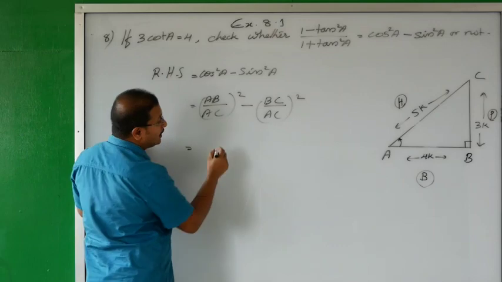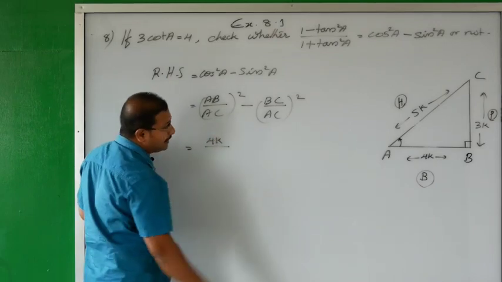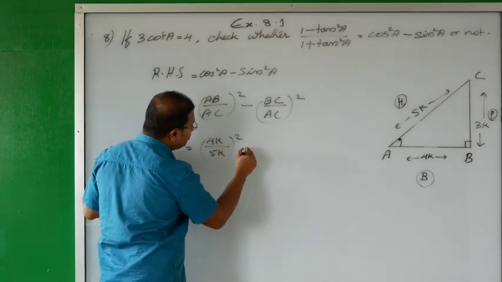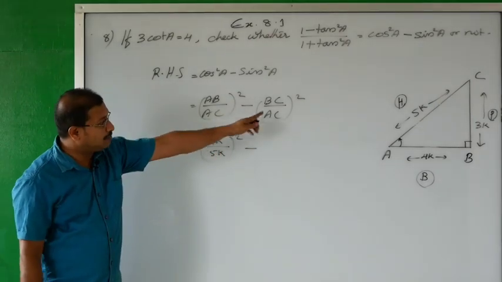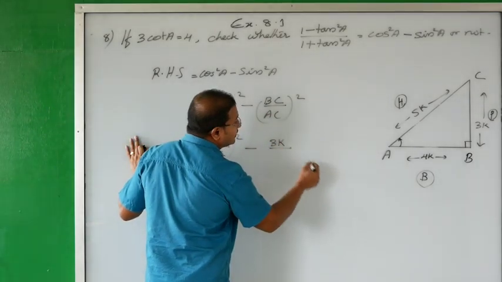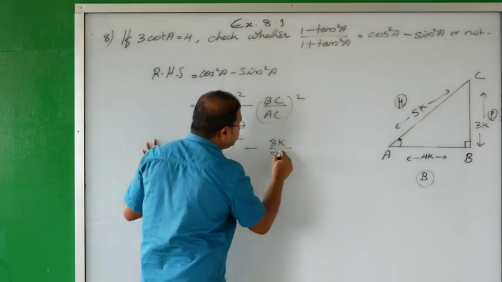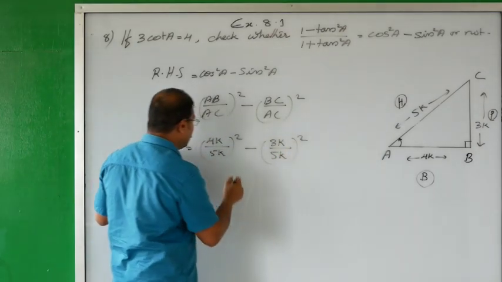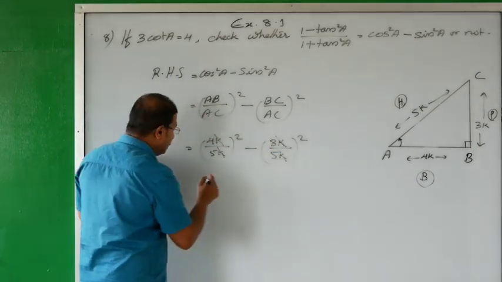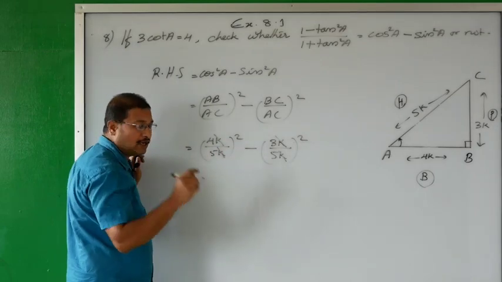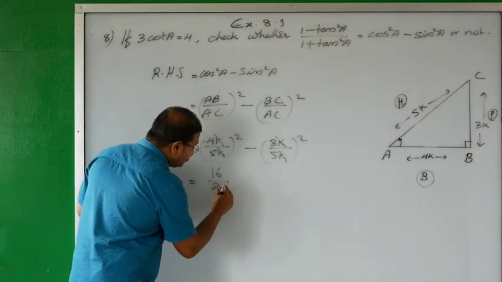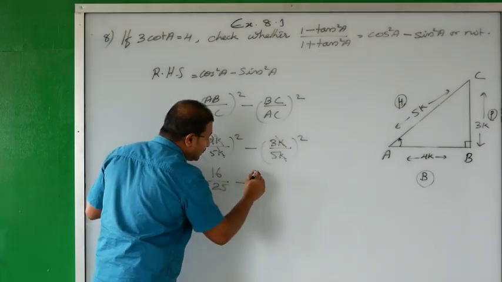Equals the value of AB. What is that? Yeah, 4K divided by AC, 5K, the whole square, minus next, BC. The value of BC, 3K, by AC, yeah, 5K, the whole square. Now both numerator and denominator, K K will cancel. Then the balance: square of 4, 4 4s are 16, by square of 5, 5 5s are 25, minus square of 3, 3 3s are 9.